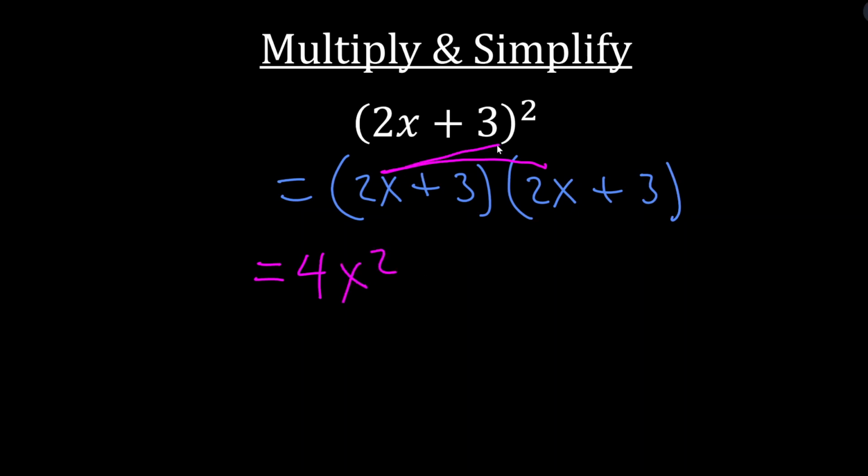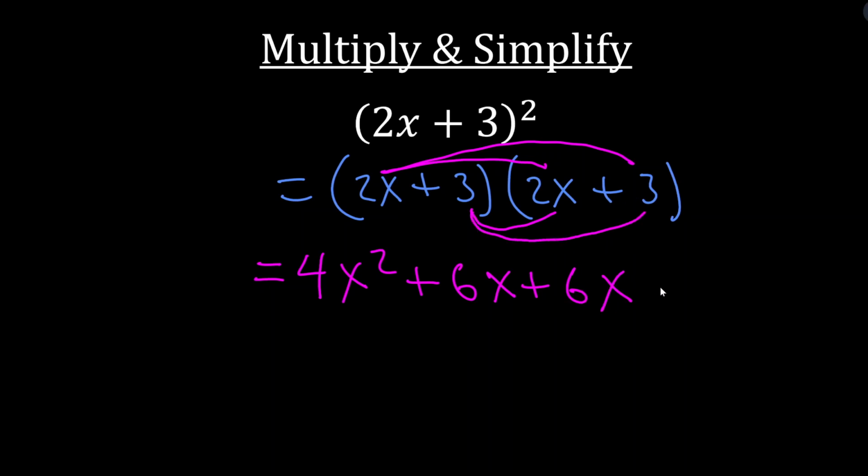And then what about our outer terms? Well, 2 times 3 is 6. The x is just chilling, so plus 6x. Now our two inner terms, 3 times 2 is 6, and the x is chilling again, so plus 6x. And then the last terms, 3 times 3 is 9, and boom. We don't just have 4x squared plus 9. We end up with these x terms, which we can combine.